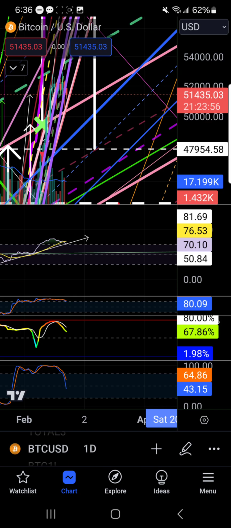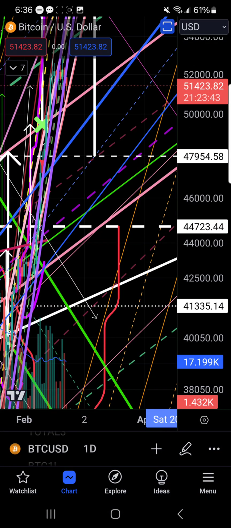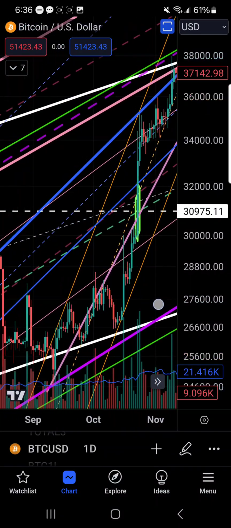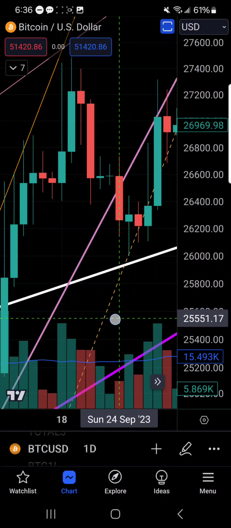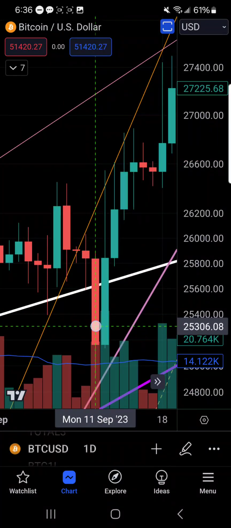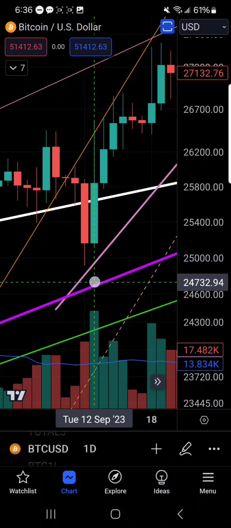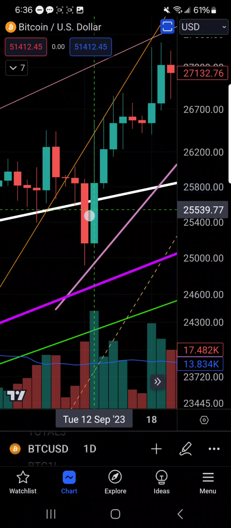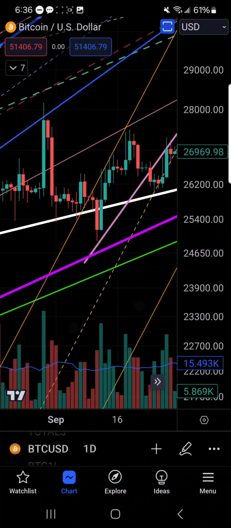Let's go to our little chart here. I'll stay on this chart and go back to those dates. There's September 11th. That's where we had this red candle down to this line, whatever that line is, and we bounced. And arguably that was the start of this entire bull rally.